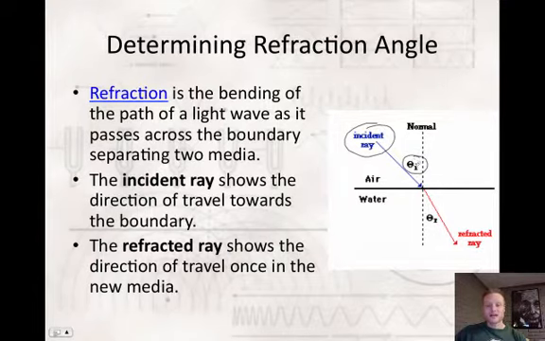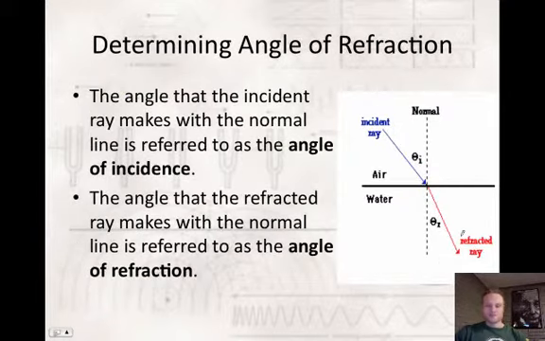What we're interested in learning about today is this angle of incidence. That's what theta I stands for, and this angle of refraction. That's what theta R stands for. The incident ray is the ray that's coming in to hit the media, and the refracted ray is the one that continues on through to the new media once it strikes it. So how do we determine these angles, the angle of incidence and the angle of refraction?